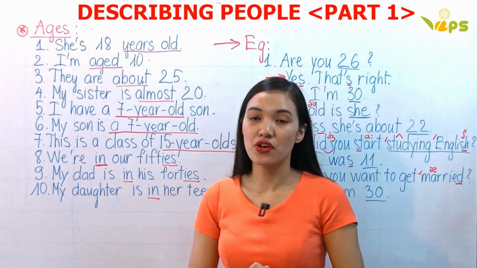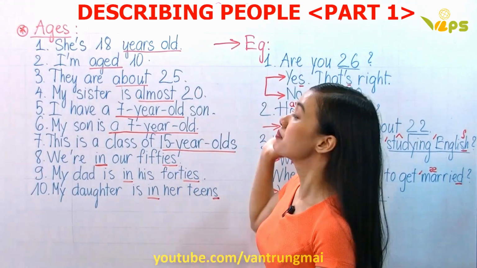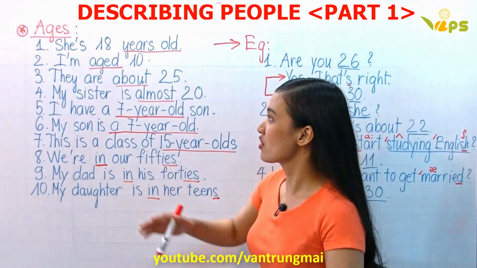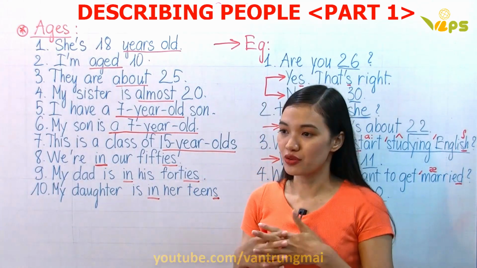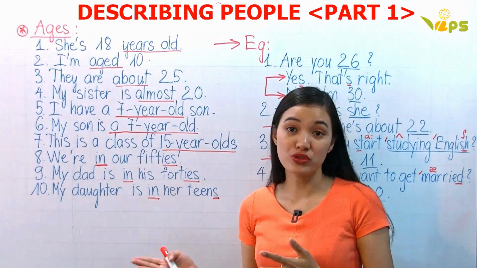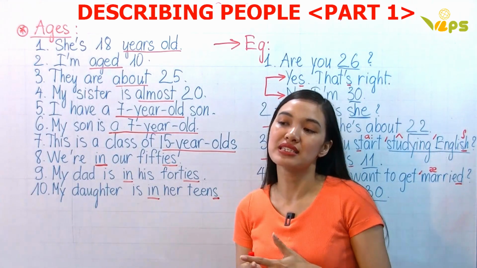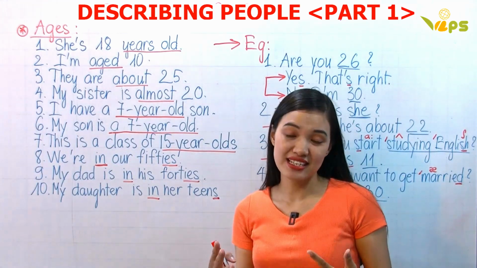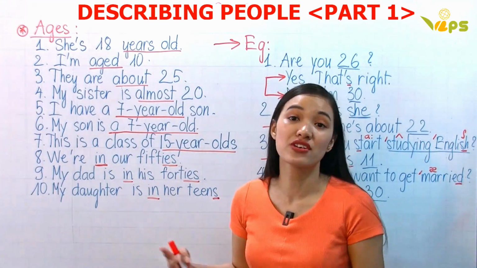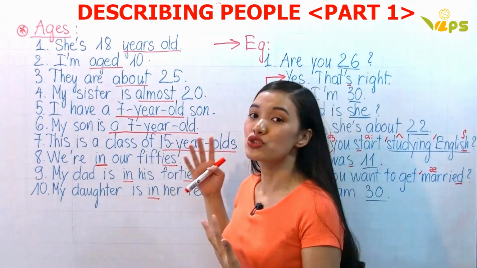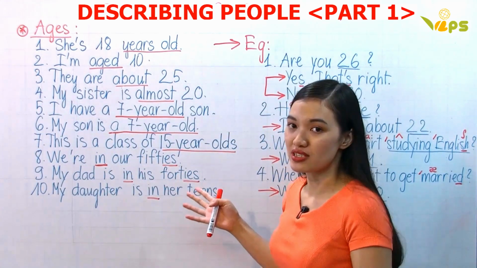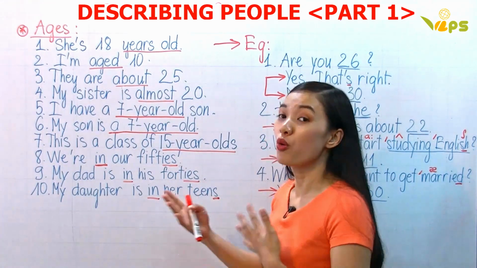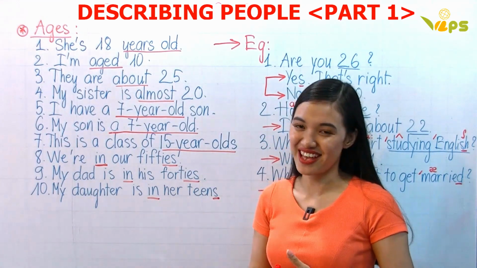Today we're going to study about describing people, and we'll study about ages. How to answer the question, how old are you? Usually we would say, I'm 26 years old, I'm 30 years old. Today I will introduce some more answers about ages. In that way, you would have more ways to talk about ages, okay?